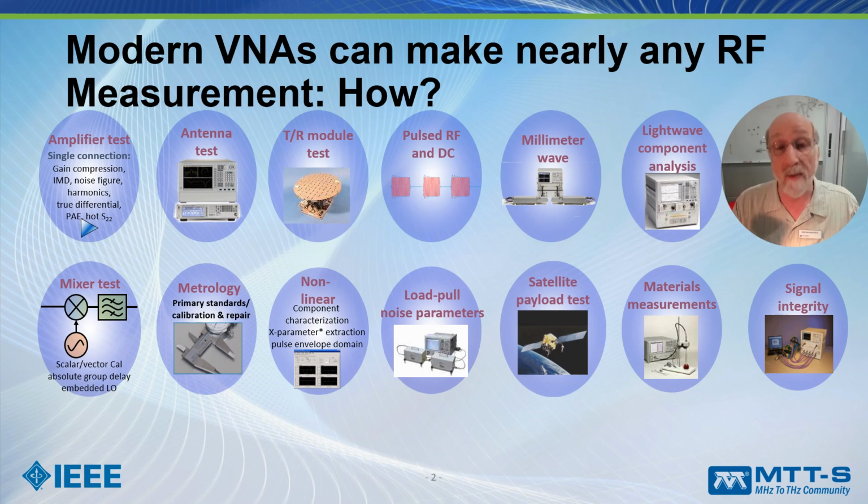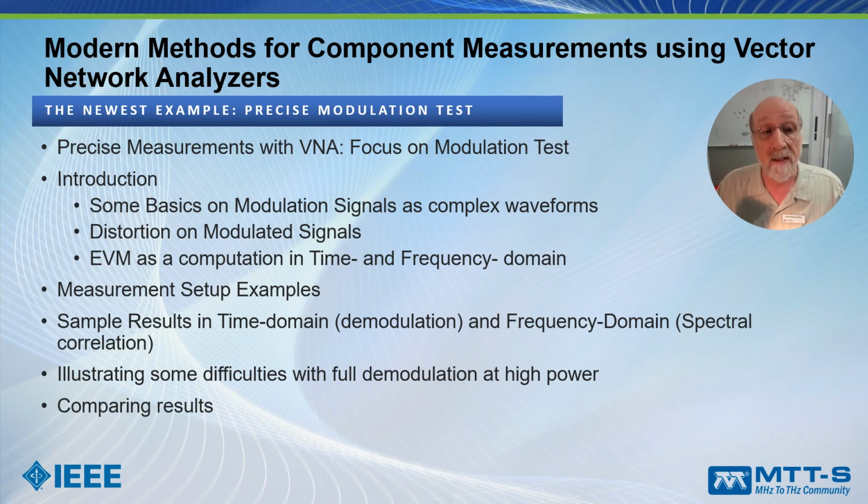Today I'm going to talk about a particular nonlinear measurement, which is characterizing a device using a modulated signal. This is a new area of measurements for VNAs. In this newest example, I talk about precise measurements with VNAs. And part of the precision comes from the fact that we can use the vector network analyzer error correction to remove a lot of the amplitude and phase errors of the test instrumentation.